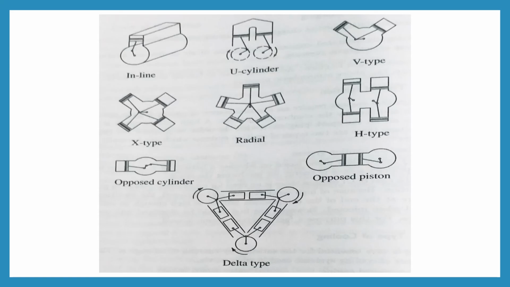Now coming to the various types of engines according to the cylinder arrangement. Here, as we can see, this is the inline engine. The inline engine is an engine with one cylinder bank. That is, all the cylinders are arranged linearly.